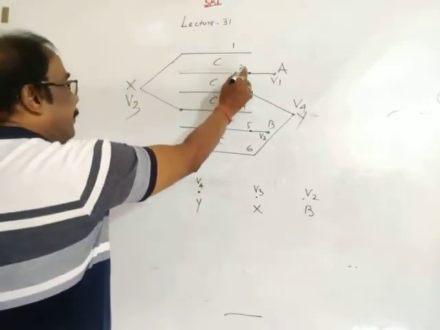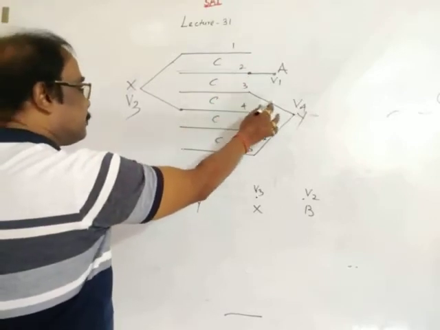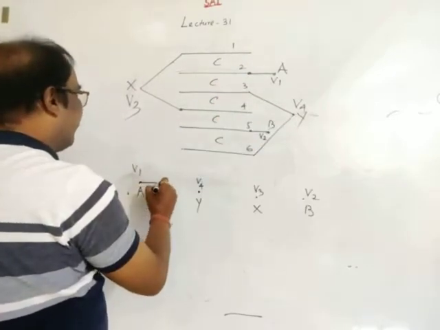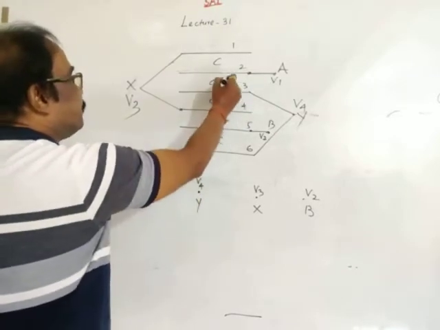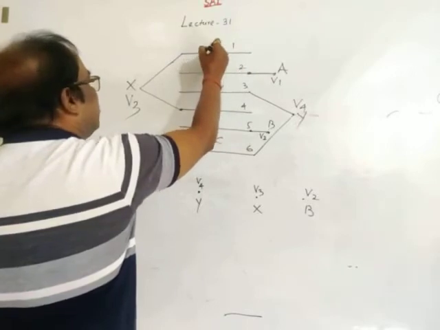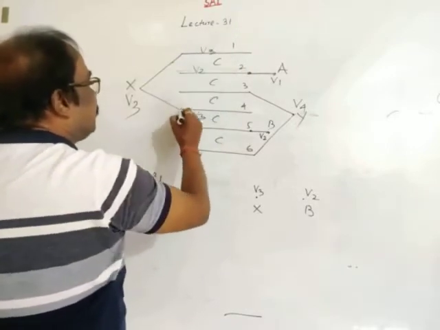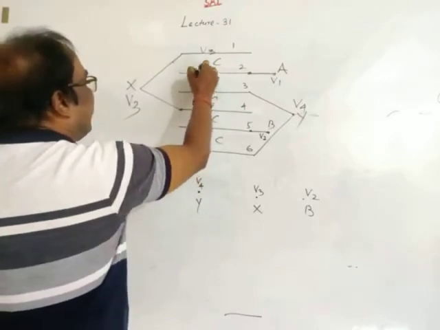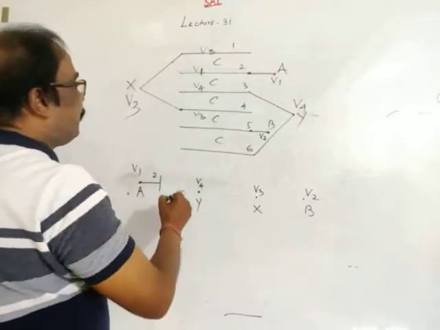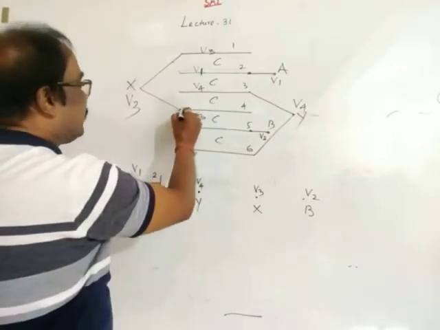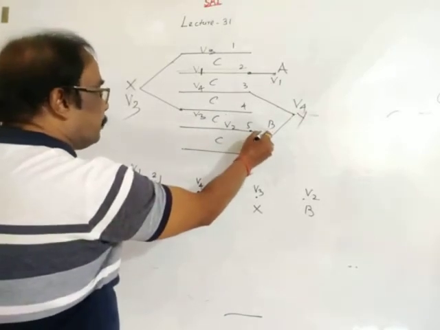First, let's start from A. Plate 2 is connected to A and plate 3 is connected to V4. This is plate 2, potential is V1. This is at V3, this is at V2. Sorry, V1, connected to A. This plate 3 is at potential V4. This plate 4 is at V3. Plate 5 is at V2, connected to B.